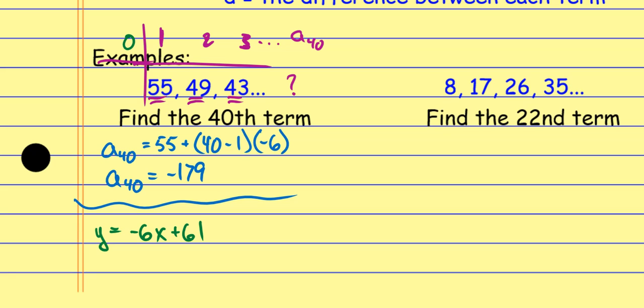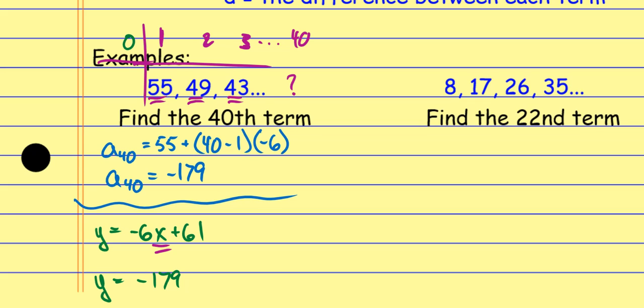And now I want the 40th value. In other words, I want to keep going until I have an x value of 40 here. So let's go ahead and plug an x value of 40 into this equation down here. So I plug a 40 into this guy, and I get y equals a negative 179, okay? And so I get the same thing either way, whether I think about it as a linear function, y equals mx plus b, or whether I think about it using that arithmetic sequence formula, okay?